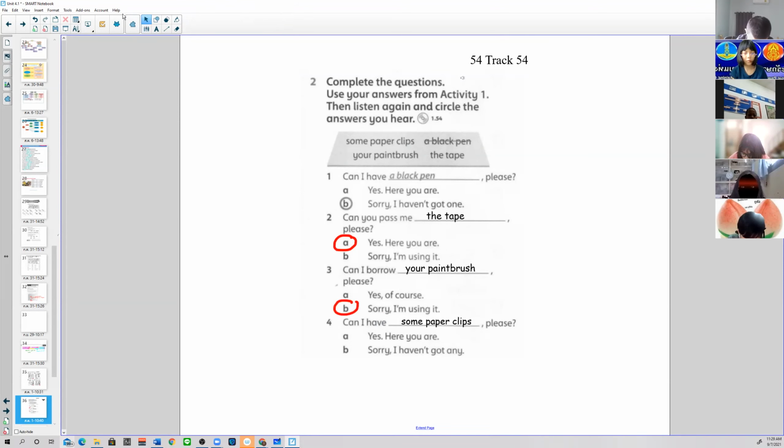Okay. This one, right. I forgot to point it out. But what is the answer? Sorry, I haven't got any. See, this one looks like a question, right? However, they don't say, can I have any paper clips, please? They mean some. Because this is not a question, but it's asking for a favor.